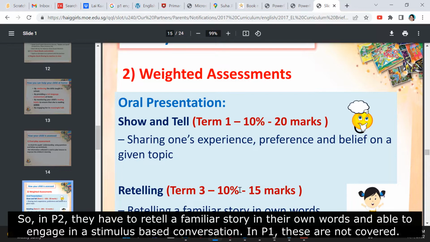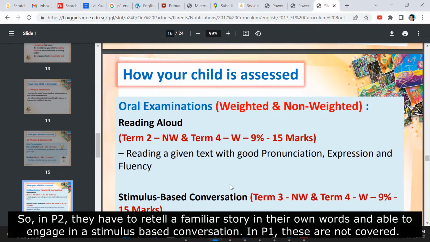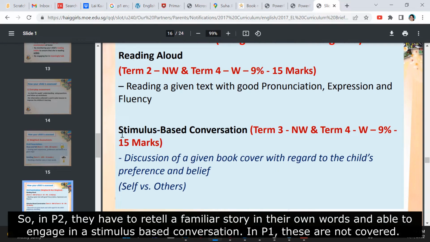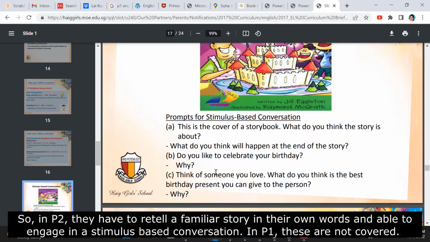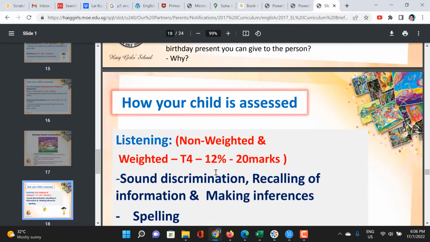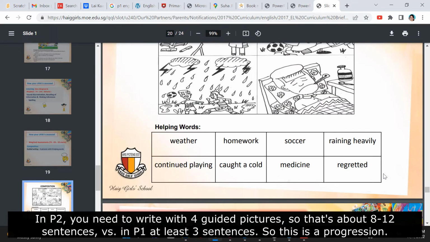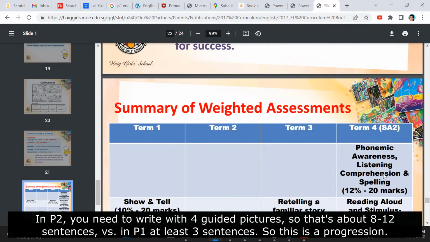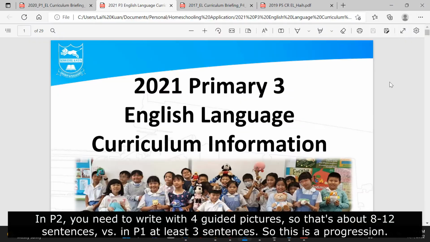So for example, this is primary 2, they need to retell a familiar story in their own words. So this is something new. Just now in primary 1, you didn't see that, right? Stimulus-based conversation, I think here as well, this is primary 2. Primary 1, I don't think we see that just now. So definitely watch out for that. Now, guided writing, just now was just write 3 sentences. This is guided writing. That means you need to write a paragraph, or a few paragraphs, because you need 4 pictures. So you need at least maybe 12 sentences, right? So this is the progression.